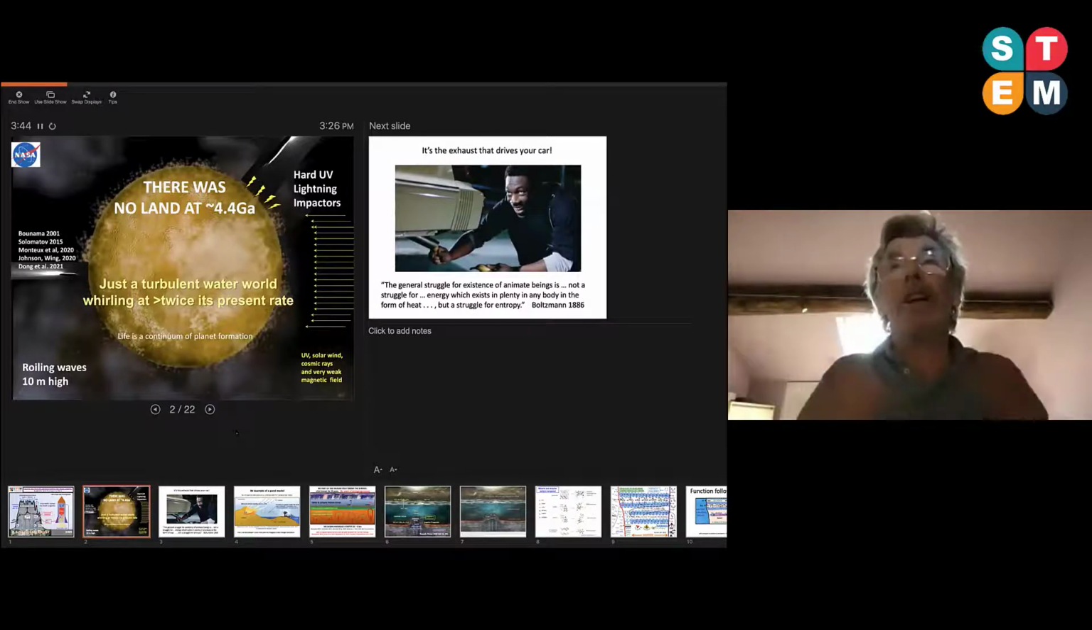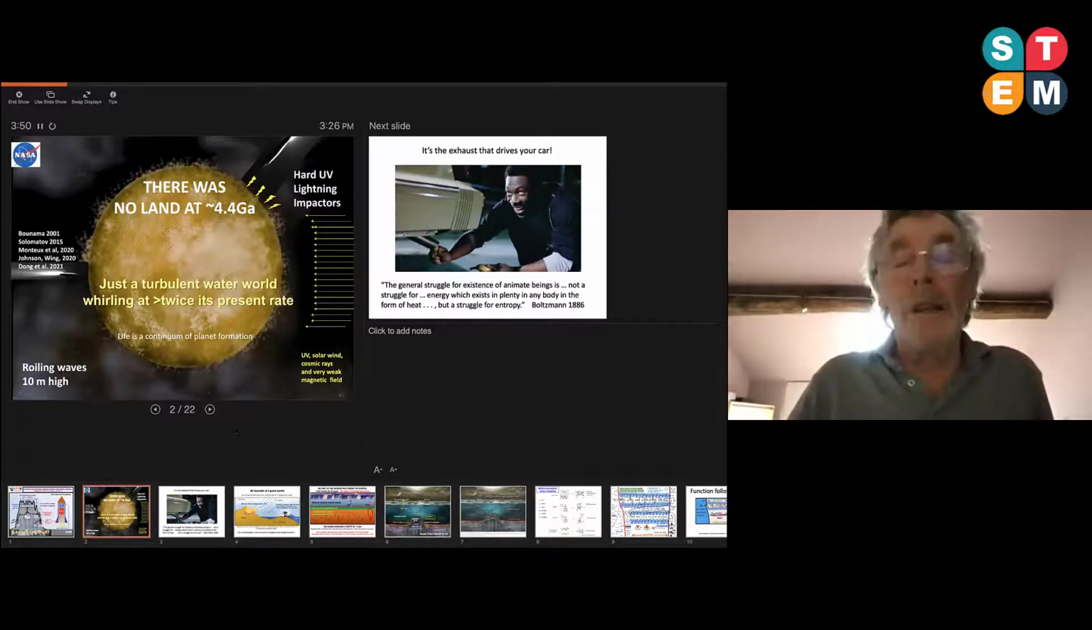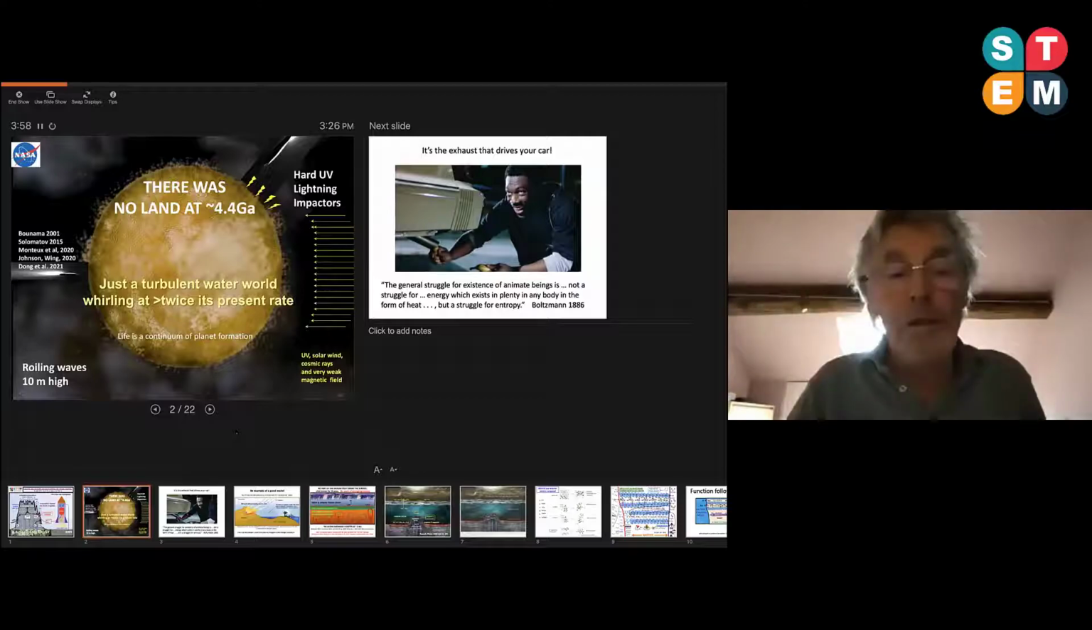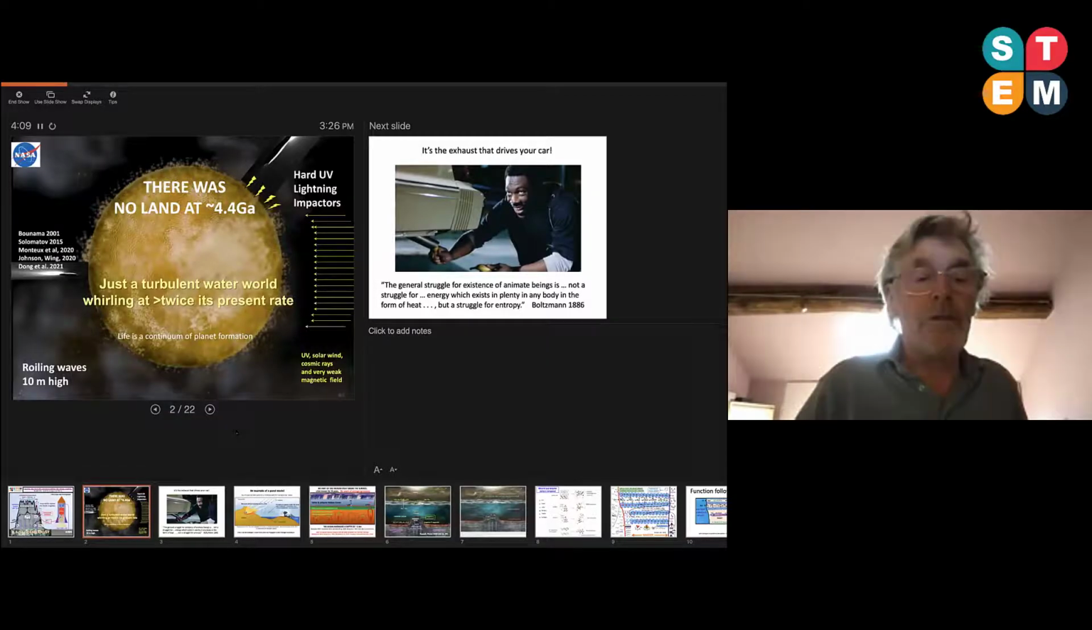So here's our early Earth, 4.4 billion years ago. It's just been formed, and the water has just condensed onto the planet. The rain, probably over about 1,000 to 10,000 years, gave you an ocean that was uniformly 4, 5 to 6 kilometers deep. There was absolutely no land on that early Earth. It was just a turbulent water world whirling at twice its present rate, at least. So the day is very short.